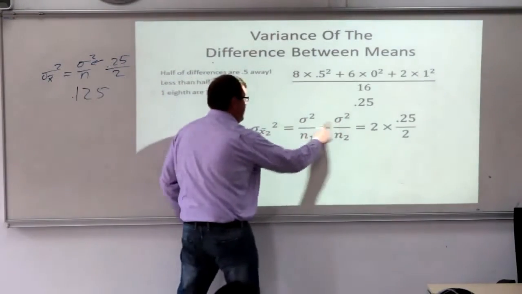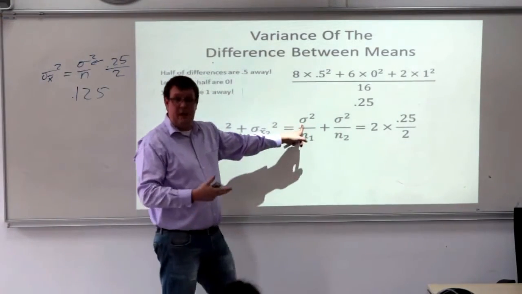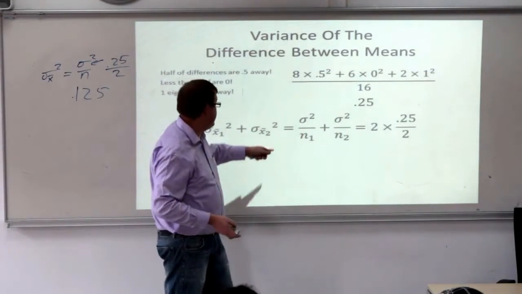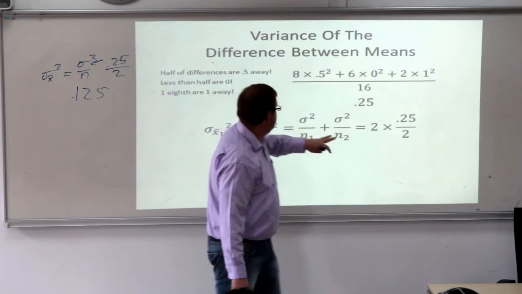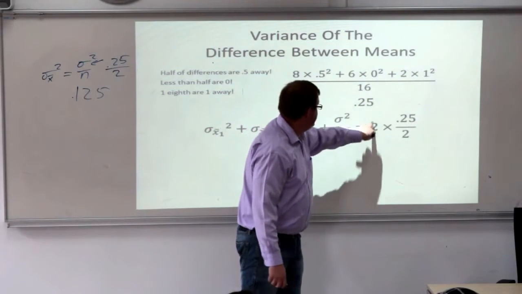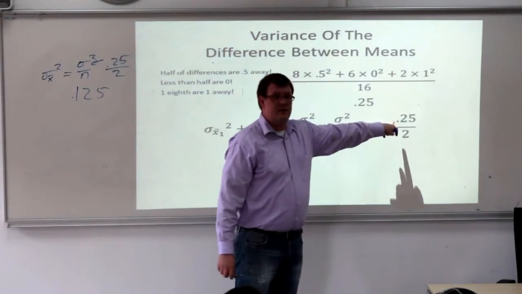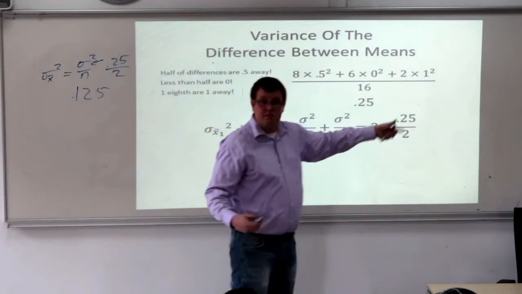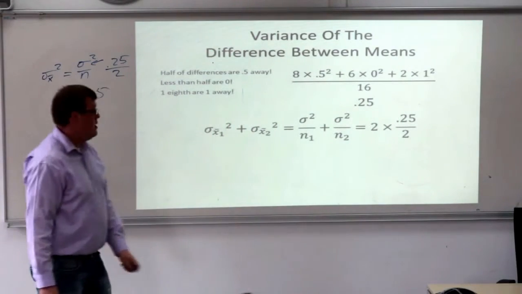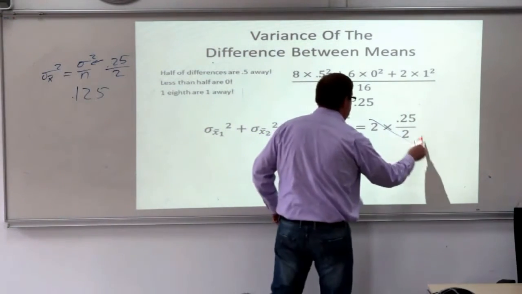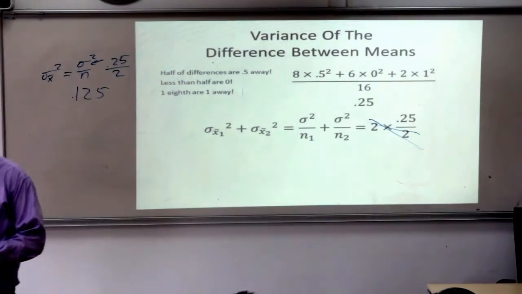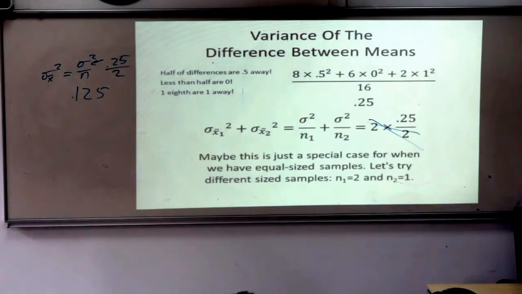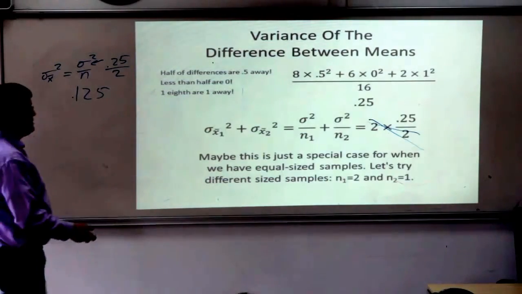So notice here, these aren't estimates. Those are the population values because in this situation we know the population. So this divided by the sample size of 2, this divided by the sample size of 2. Well, that's just 2 times the population variance, which was 0.25, divided by 2. So these 2s are going to cancel out, and we're left with 0.25. Right? So maybe this is just a special case.